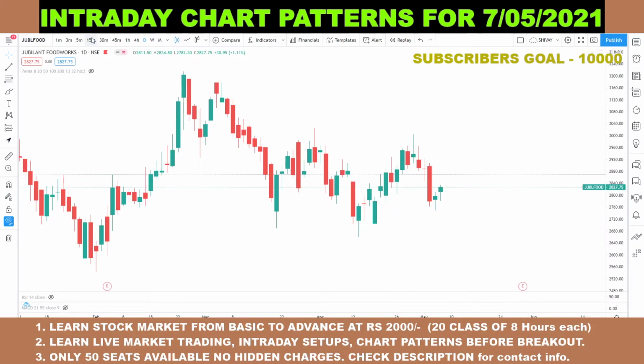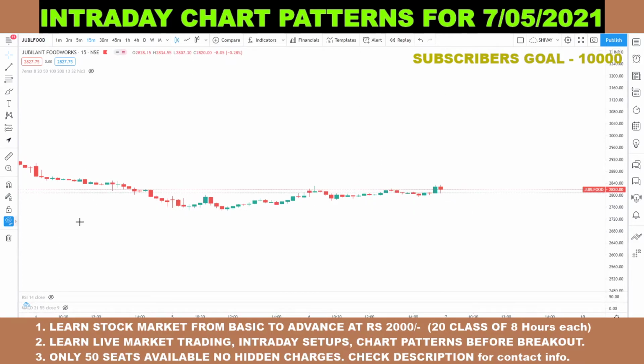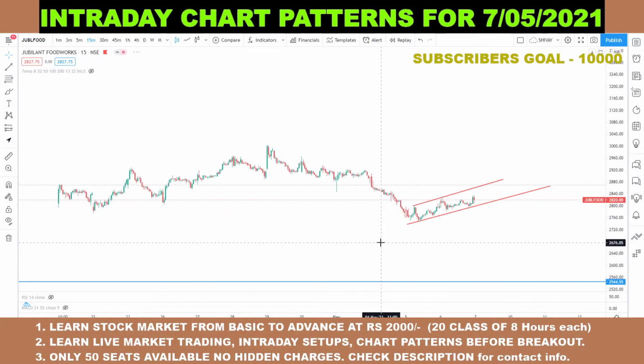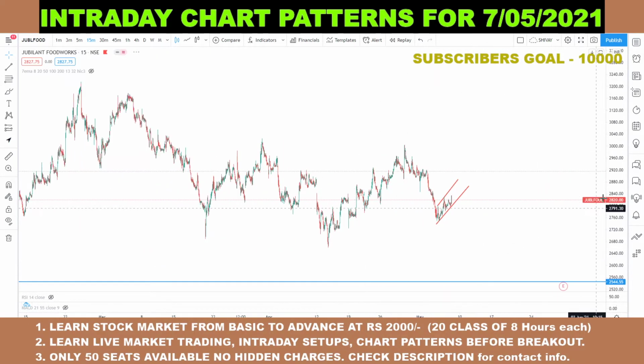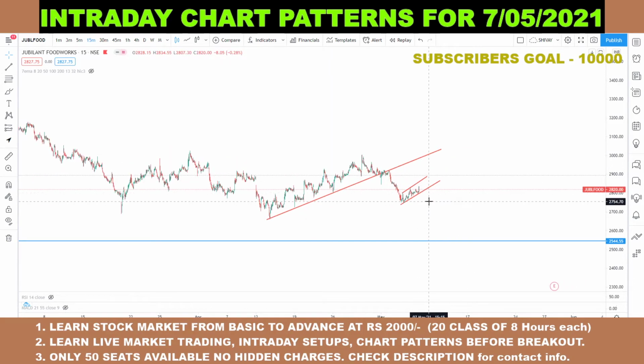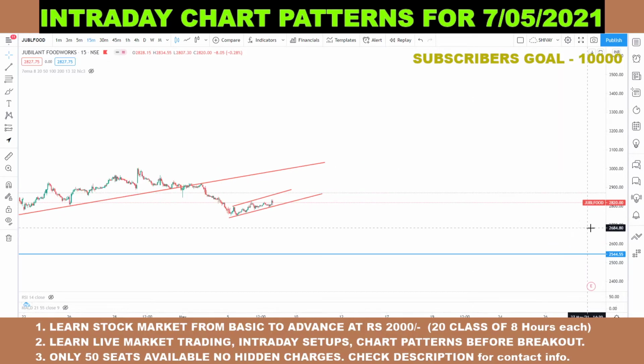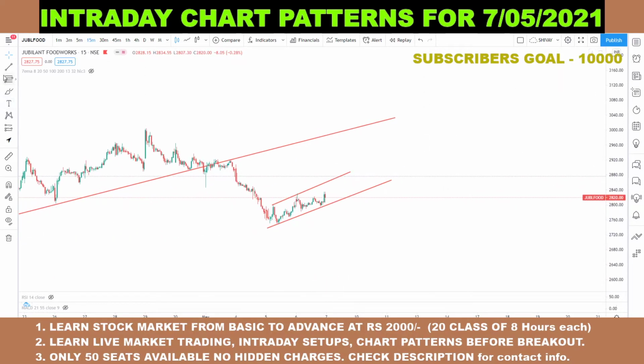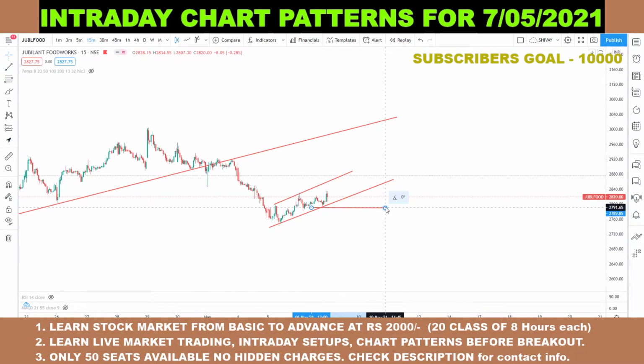Now let's analyze this stock, Jubilant Food. If you watch this stock closely, you will find that this stock is also making a bearish kind of pattern. This was the trend line which gave a breakdown, and the stock is making a bearish flag kind of pattern. And if tomorrow the stock gives a closing below this level 2789, 2790, any candle closes below this region, you can short this stock.